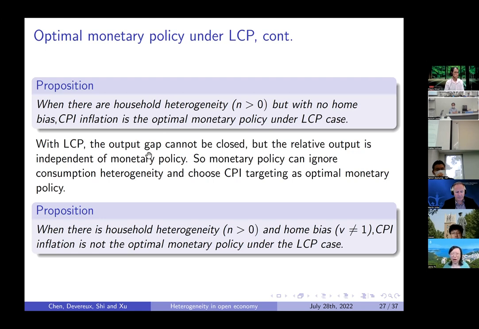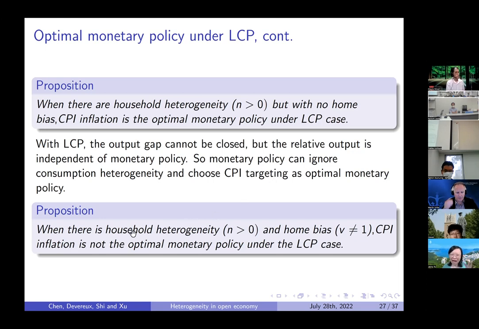Why? Because with local currency pricing, the output gap cannot be closed, but the relative output is independent of monetary policy rules. So monetary policy can ignore the consumption heterogeneity. By the way, even though CPI inflation is the optimal monetary policy, it cannot restore the economy to the flexible price equilibrium, as in the model without heterogeneity. But monetary policy still optimally ignores consumption heterogeneity and chooses CPI targeting as the optimal monetary policy.